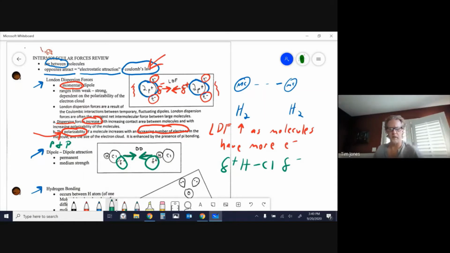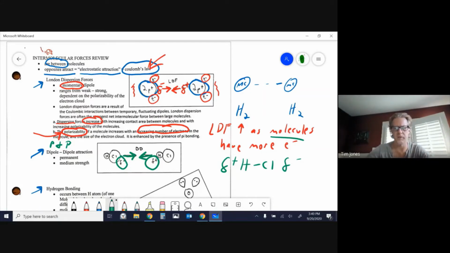And with all else being equal, this is a stronger attraction than the London dispersion, but it's possible if London dispersion forces get strong enough because a molecule gets massive, that can become more significant. So it depends on the size of the molecule and how many electrons it has.